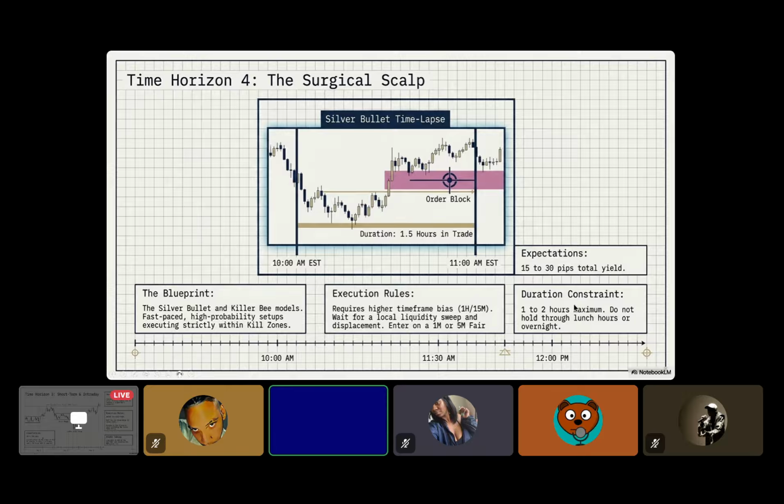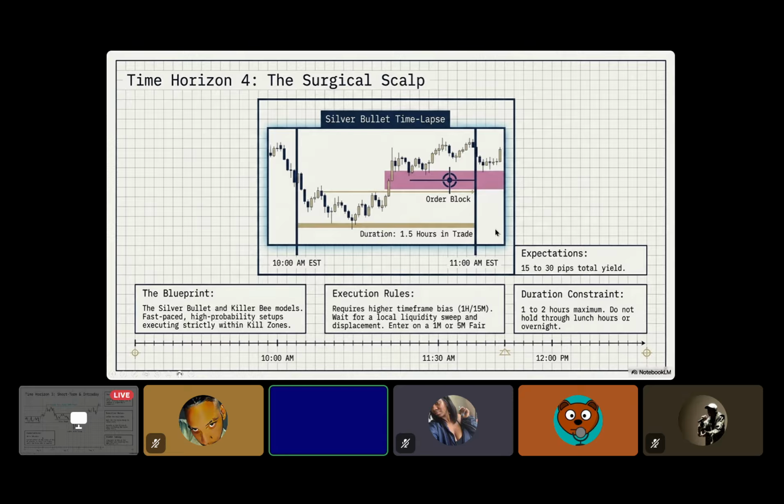The duration constraint here is it takes 1 to 2 hours maximum, and do not hold through lunch hours or overnight. That's why I be telling y'all don't hold overnight. You're gonna get charged for that, and don't hold through lunch because that's a wrap. So typically, if you get in at 10 a.m., you're trying to be out by 11:45.